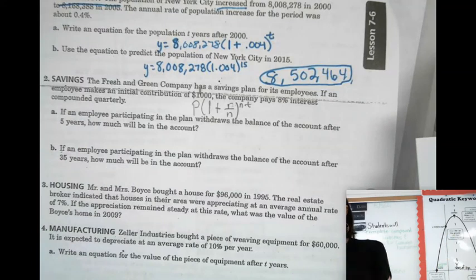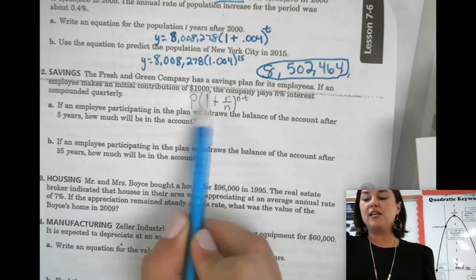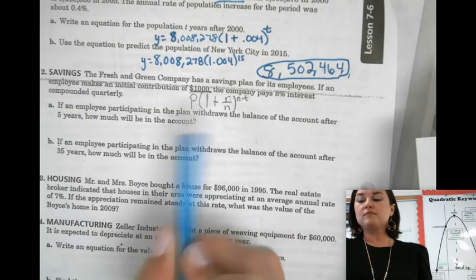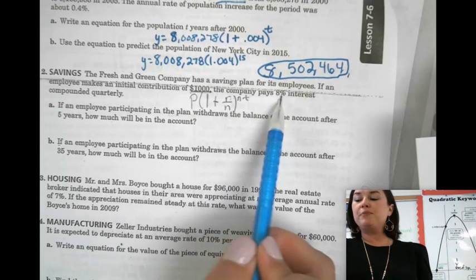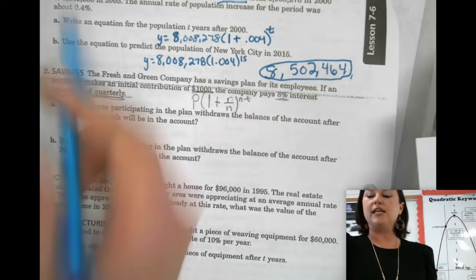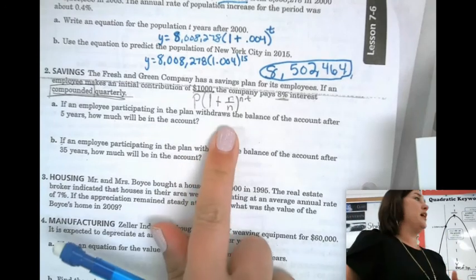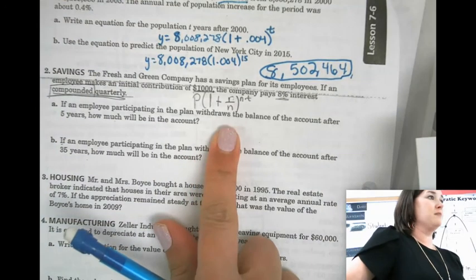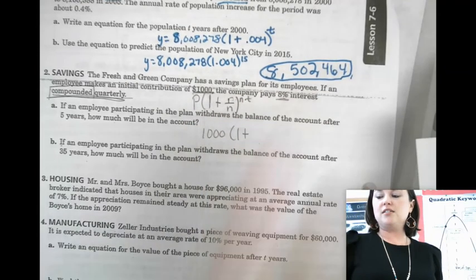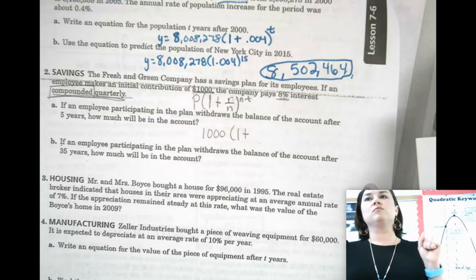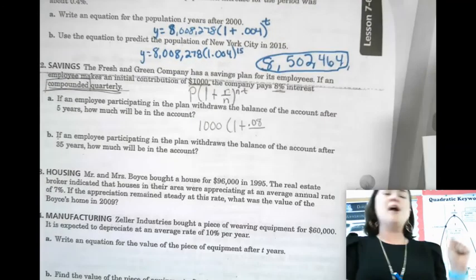So the Fresh and Green Company have a savings plan for employees. If employees make an initial contribution of $1,000, where does that go in this formula? In the P or A, according to which formula you're looking at. The company pays 8% interest compounded quarterly. This word right here, compounded, is what told us we need this formula as opposed to the regular growth or decay formula. And so we put 1,000 there. 1 plus. What is our rate as a decimal? 0.08.